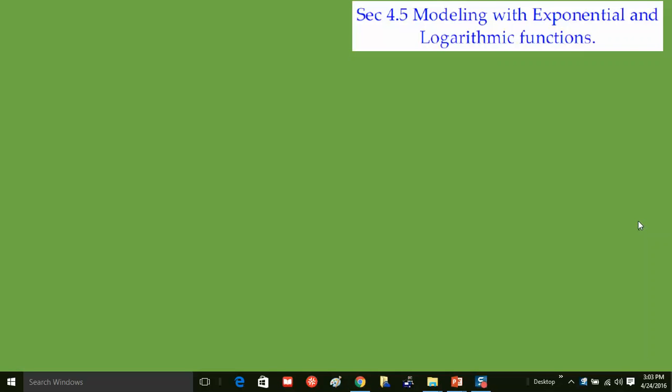Okay, students, this is section 4.5, modeling with exponential and logarithmic functions. In this section, I will be working with problems that will span PowerPoint slides 9 through 12. So here is the first problem.